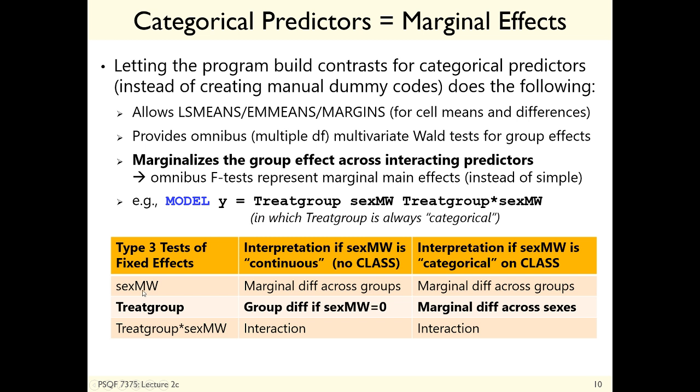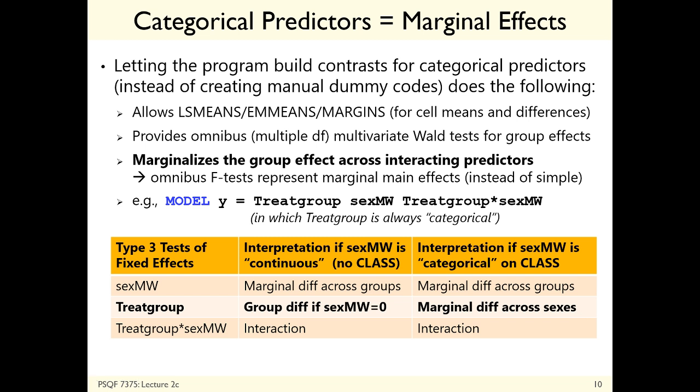So if I am using sex as continuous, then the marginal main effect of treatment group that shows up is conditional on sex equals 0. If I put sex on the class statement instead, the marginal main effect of treatment group that shows up is marginalized across the genders.